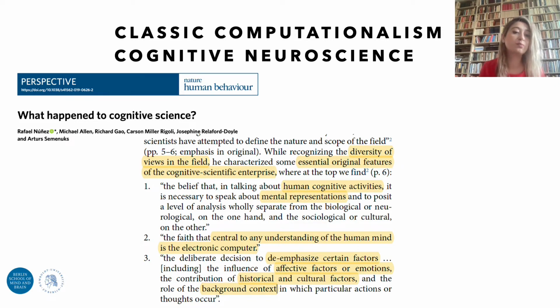As the authors of this paper tell us, some of the essential features of the cognitive scientific enterprise are, for one, the belief that in talking about human cognitive activities, it is necessary to speak about mental representations. Or two, that central to any understanding of the human mind is the electronic computer. Or three, the decision to de-emphasize certain factors, such as the influence of affective factors or emotions, or the contribution of historical and cultural factors, and the role of the background context in which particular actions or thoughts occur.